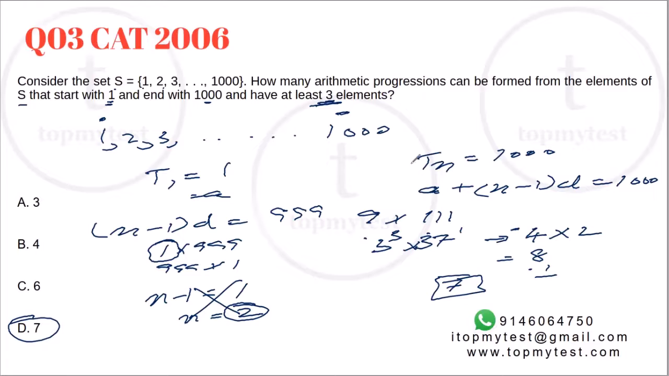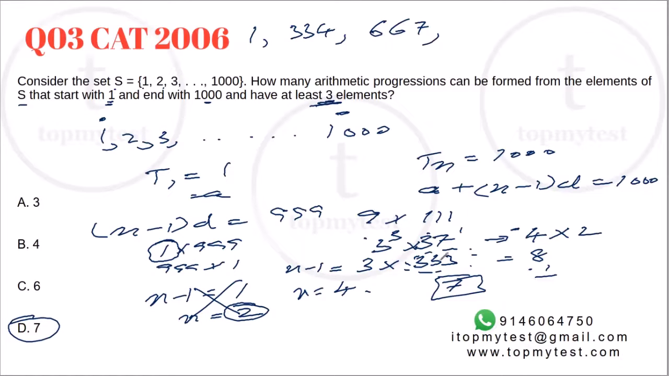Now you can verify this also. Let's take any value of n. So if I put n minus 1 equals 3, it will be 3 into 333. So the value of d equals 333. So n minus 1 is equal to 3, so n should be equal to 4. You can verify. The first term is 1. The next term will be 1 plus 333, which will be 334. The third term will be 334 plus 333, which is 667. And the last term will be 667 plus 333, which is 1000. So it satisfies the criteria: starts with 1, ends with 1000, and has at least 3 elements.